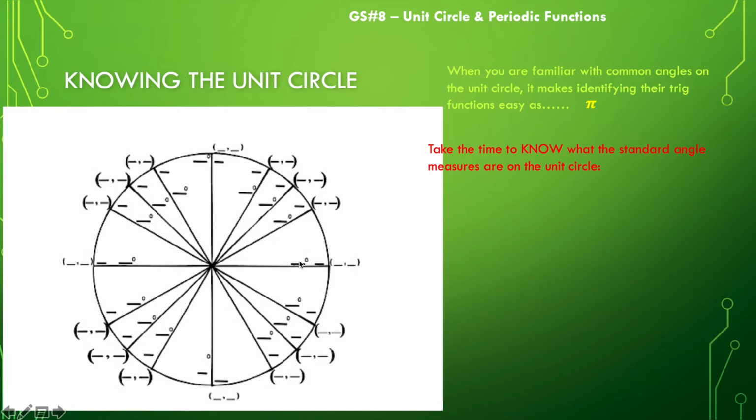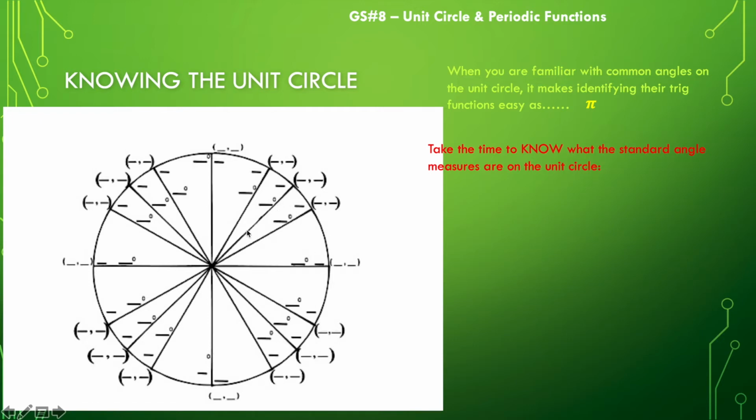So if I were to fill these in, I'd go from 0 to 30, and I'd skip that middle one because that's a 45. 60 degrees, 90 degrees, 120 degrees, skip that middle one. 150 degrees, 180 degrees, 210 degrees, 240 degrees, 270 degrees, all the way around.